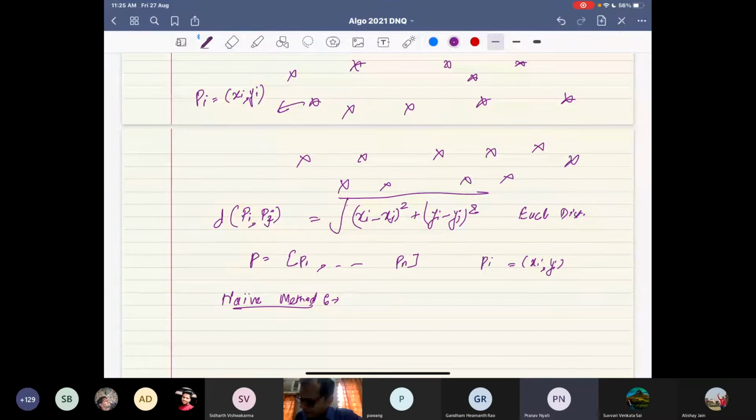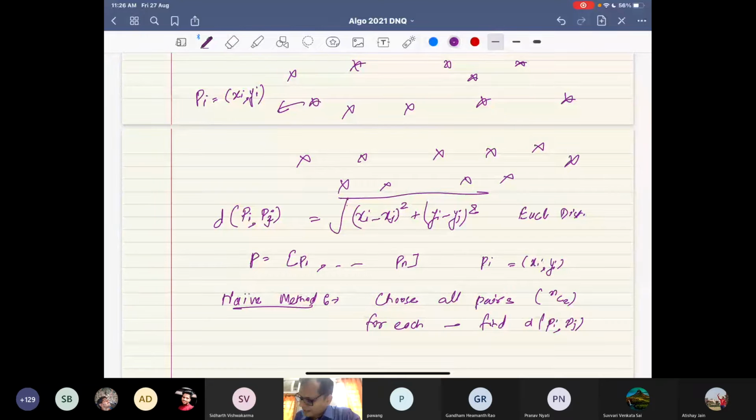So it will be n square. For calculating the minimum, you don't even have to store. If you have to sort, you have to store. But if you're just finding the minimum, you don't even have to store. So choose all pairs. So they are NC2, right? So for each, find the distance Pi, Pj, and keep on finding the minimum among these.